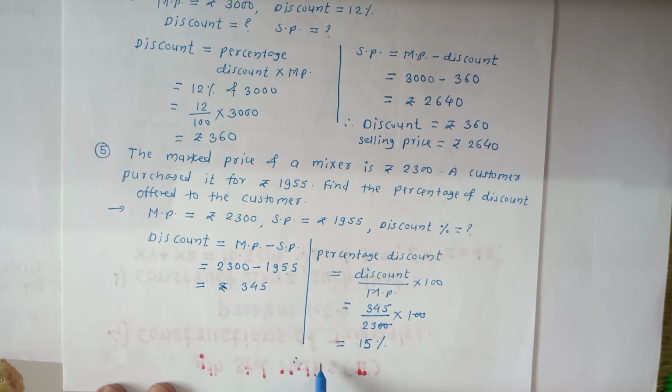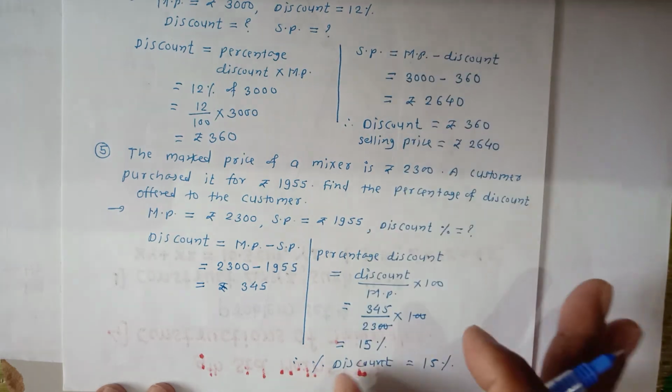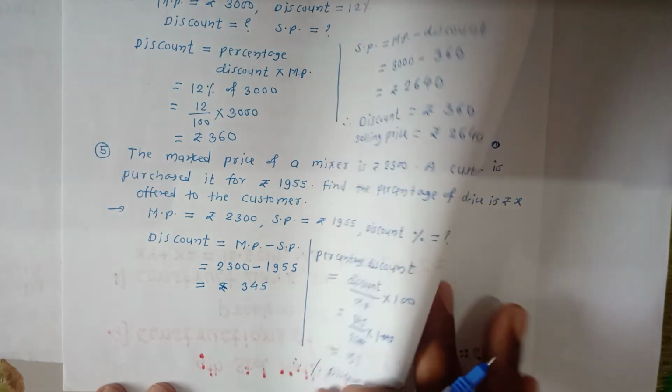Therefore our answer, percent discount is equal to 15%. Discount percent is 15%.